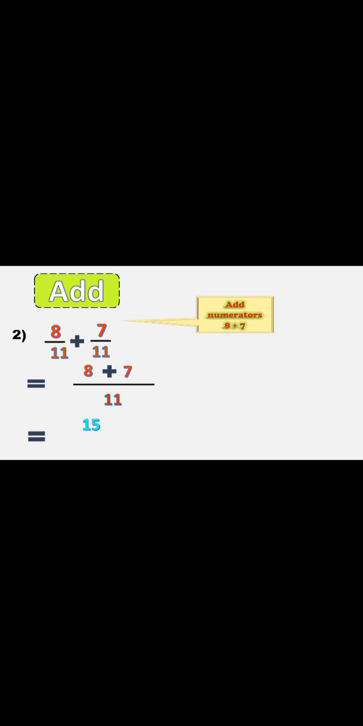Let's see another example. Another example appears on the screen. As you can see, again I have circled the numerator, and here I am going to add the numerators, that is 8 plus 7. So my next step will be 8 plus 7 divided by 11. What is 8 plus 7? 8 plus 7 is nothing but 15. So 15 upon 11 is the final answer. Hope you understand how to add like fractions.